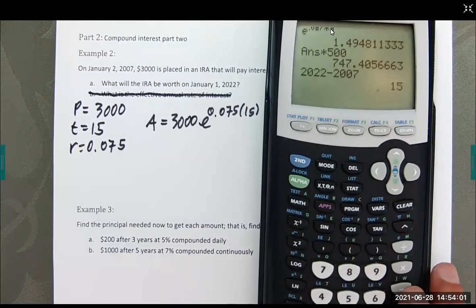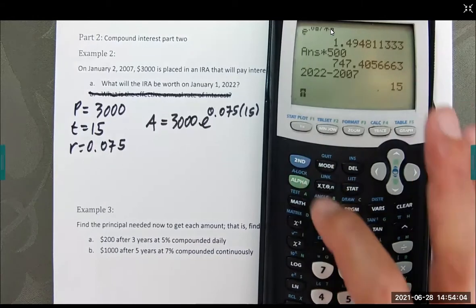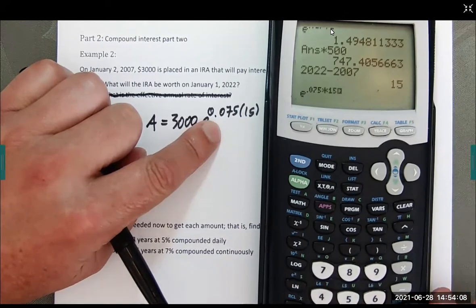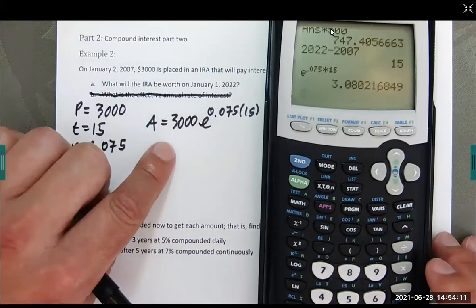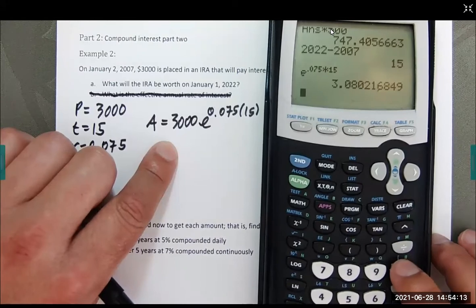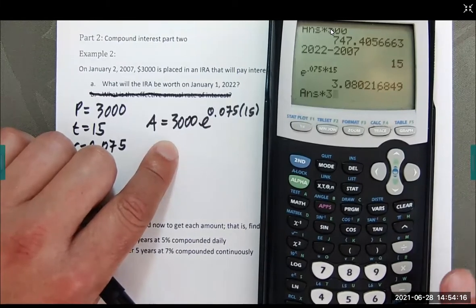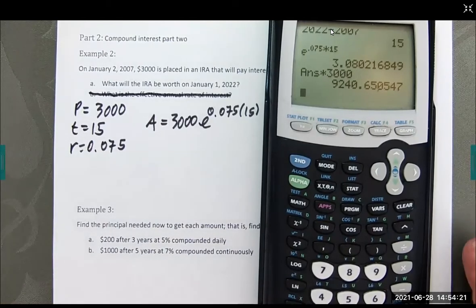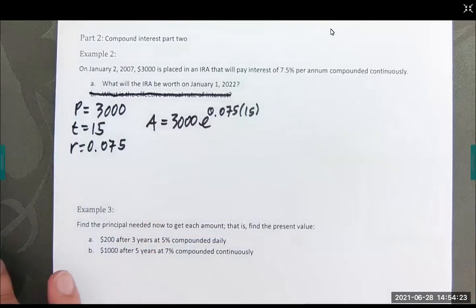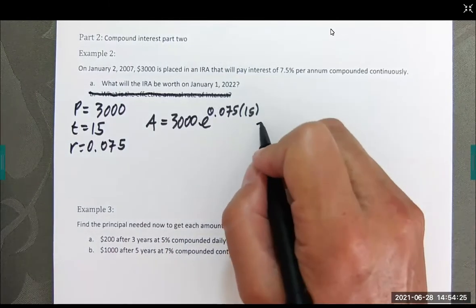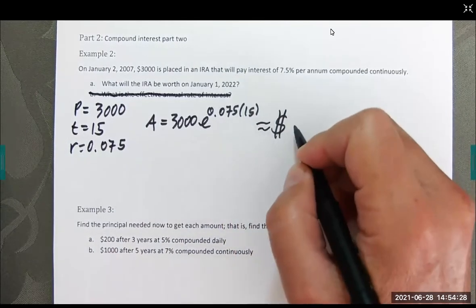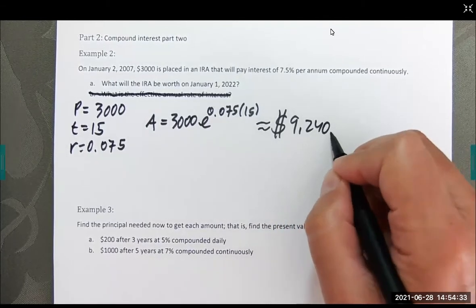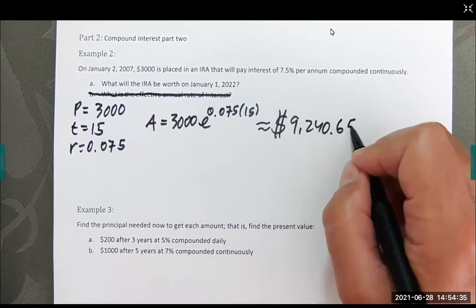Show this second, ln e to the 0.075 times 15, times 3,000. Wow, that's a lot. Of course, that's 15 years, right? It comes to 9,240.65. You should be doing this with your calculator, double checking my numbers.